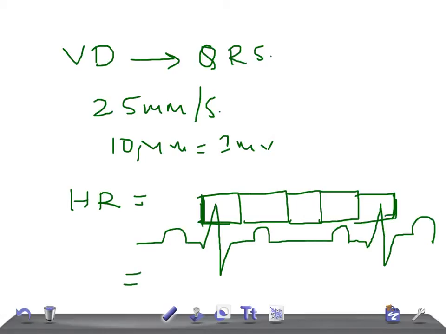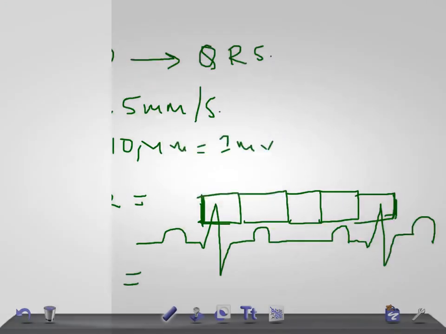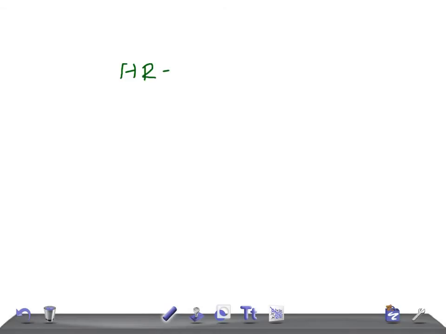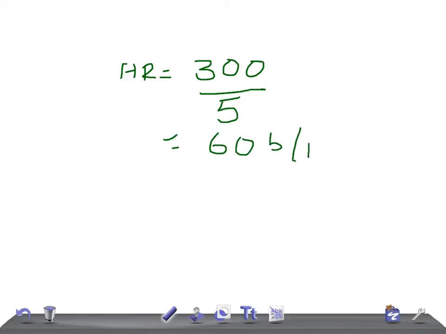So for example, if the patient has 5 large squares between two QRS complexes, then heart rate can be calculated with the standard formula: 300 divided by 5, so it's going to be 60 beats per minute.